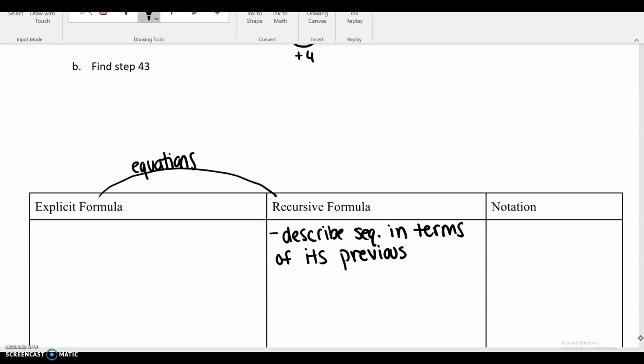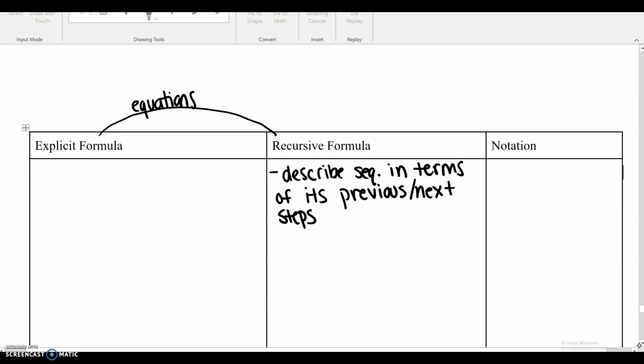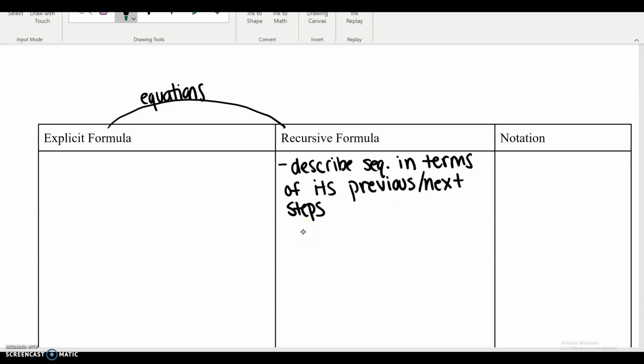Or I guess it could be previous or next steps. And although this equation might be easier to understand, the notation is what makes this trickier. So I'm going to give you the example for our sequence above. First, I'm going to start by writing in a sentence, and then I'll translate it to a formula. So if I were to describe our above sequence in terms of its previous or next steps, I would say something like, to get the next step, you would take the previous step and add 4.